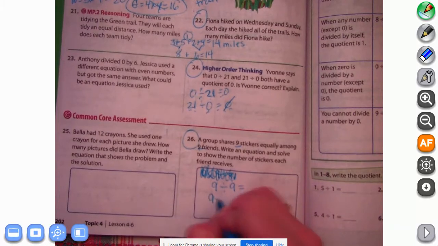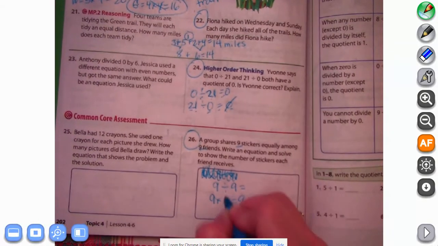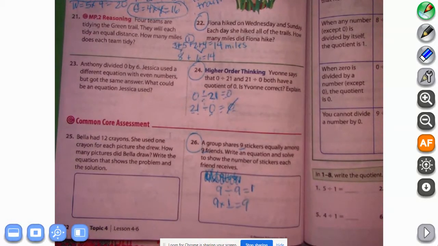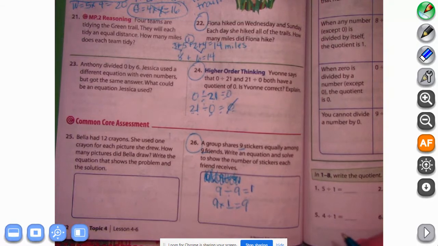Well, I know that 9 times what equals 9? I know it's a 1. So then this is going to be 1. So everyone gets 1 sticker.